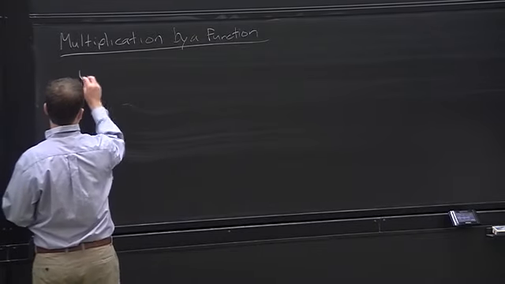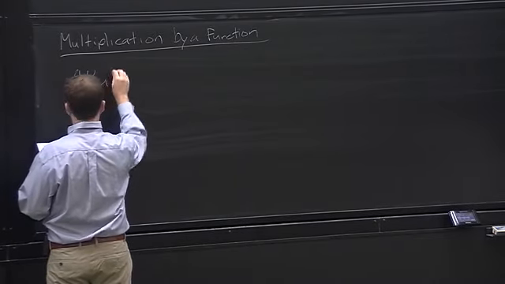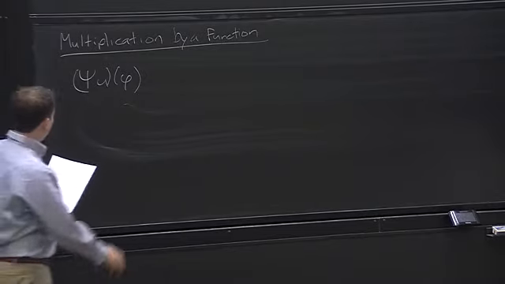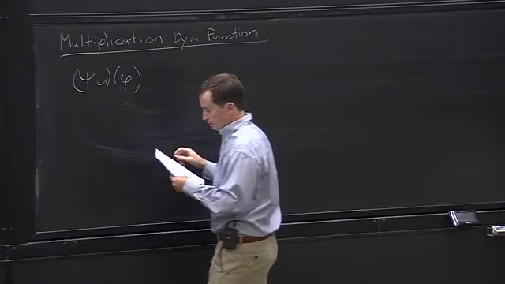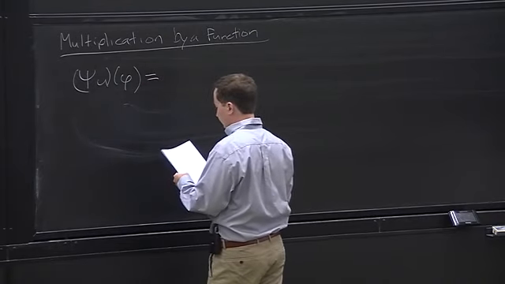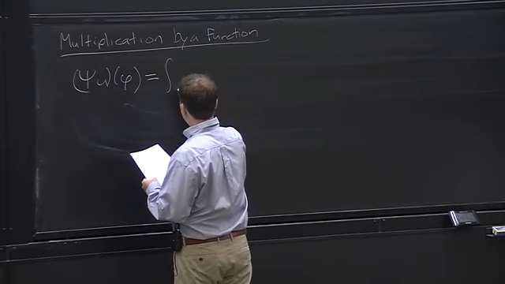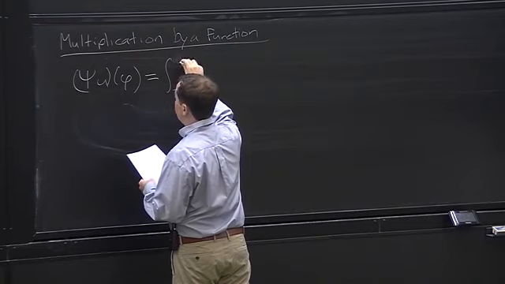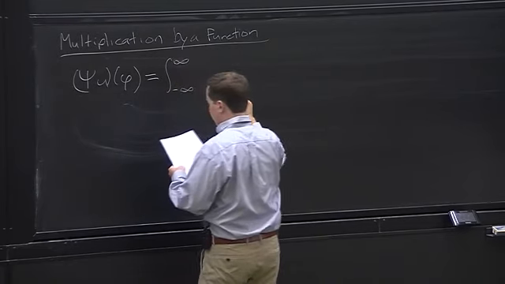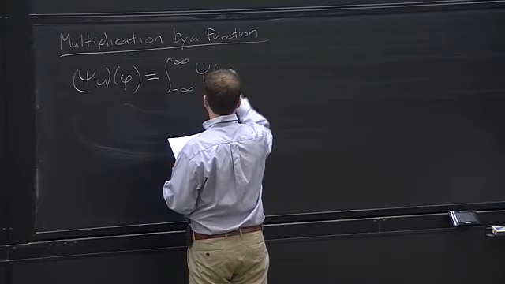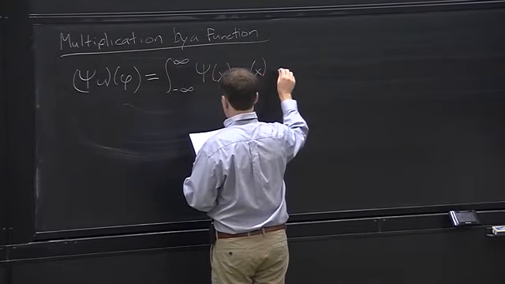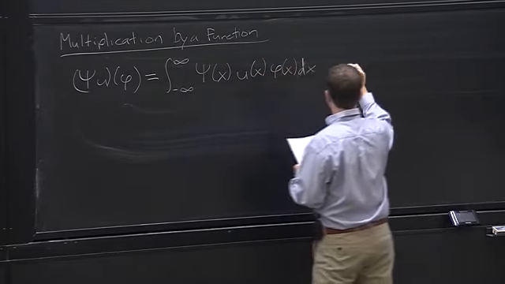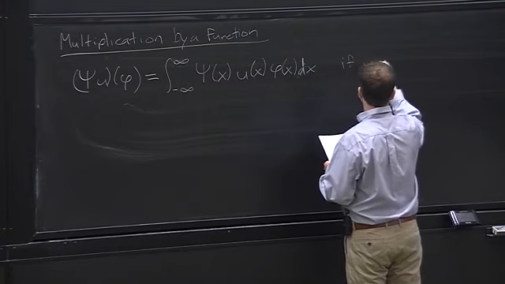So let's suppose we've got a function psi, and we want to multiply it by a distribution u and act with that on a test function phi. So if u is a function, then psi times u is also a function. So we can just define this to be the integral of psi of x, u of x, phi of x, dx. This is okay if u is a function.